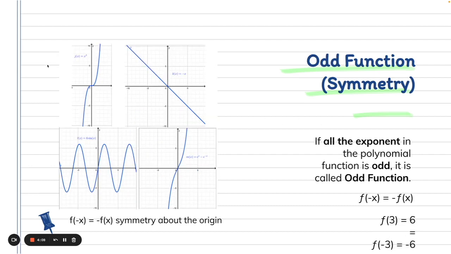Odd function. This is the opposite of even function symmetry, and we can know this if all the exponents in the polynomial are odd numbers, it is called an odd function. So we would have symmetry about the origin here. So f of minus x equals minus f of x. The graph, visually speaking, is flipped over and upside down. An example could be f of 3 equals 6, and this can also be seen as f of minus 3 equals minus 6.